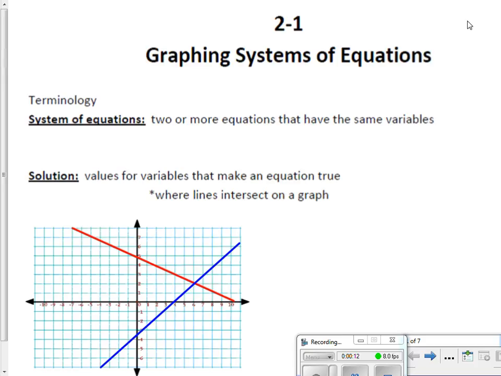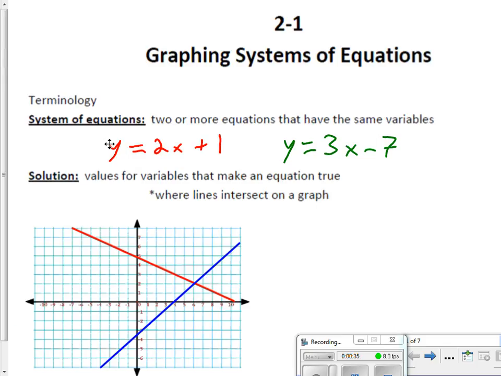A system of equations is just two or more equations that have the same variables. So we might use something like y equals 2x plus 1. Well, we need another equation with y and x, so we might do y equals 3x minus 7. That would be a system of equations. It's just two or more equations that have the same variables we're using.